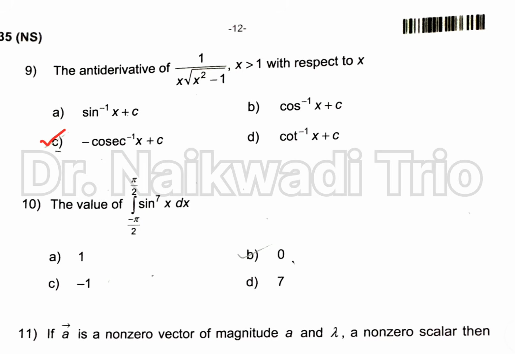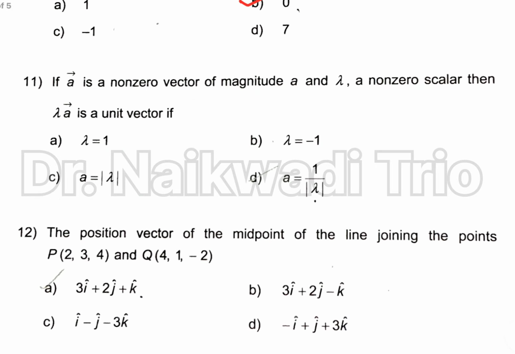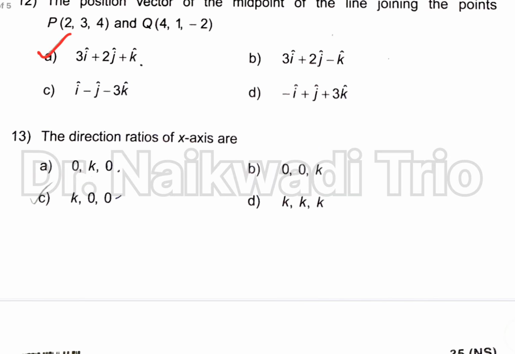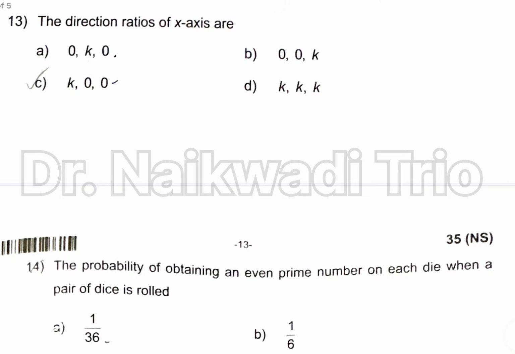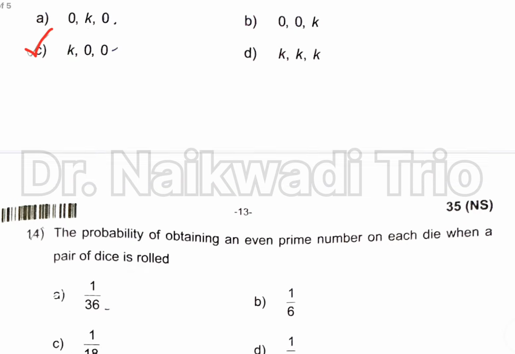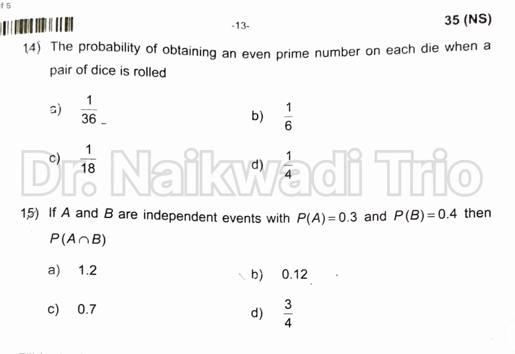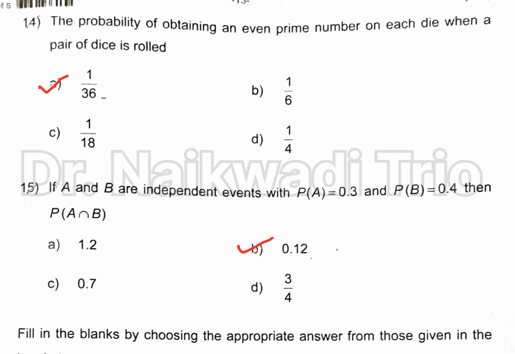Going towards the ninth question, the answer is C. The 10th question, the answer is B. The 11th question, the answer is D. The 12th question, the answer is A. And the 13th question, the answer is C. Moving towards the 14th question, the answer of the 14th question would be A. Next, the answer for the 15th question is B.